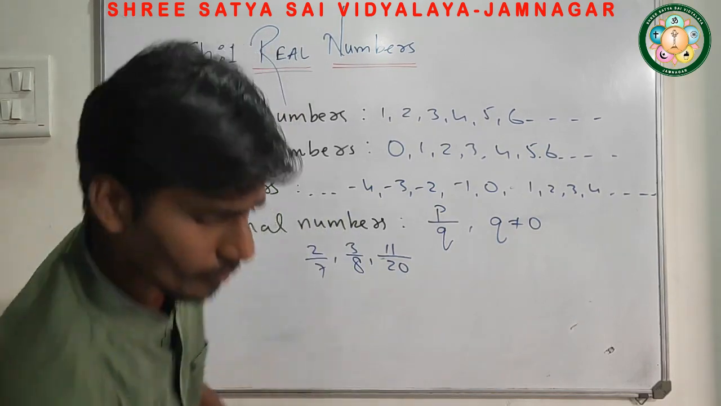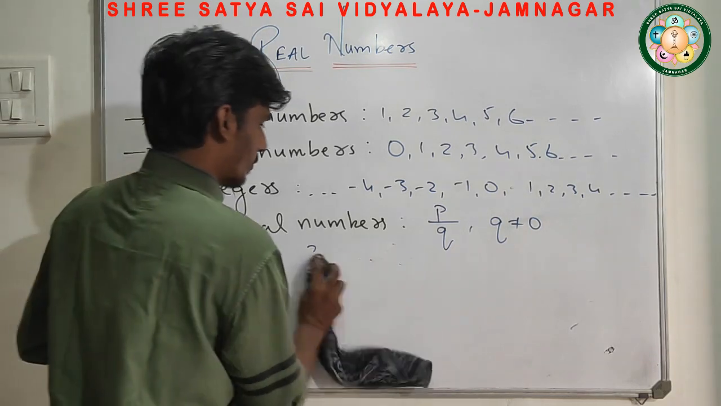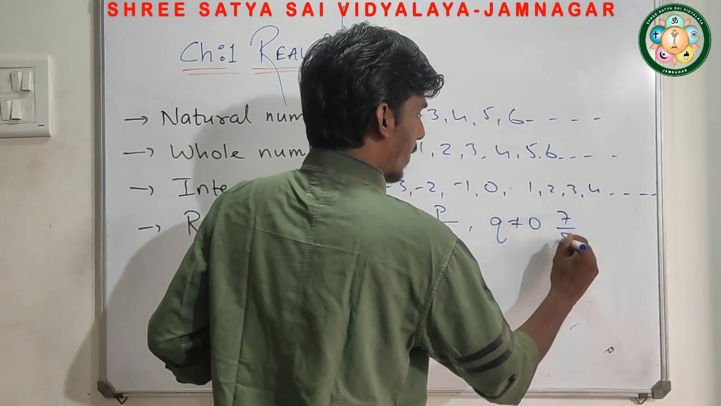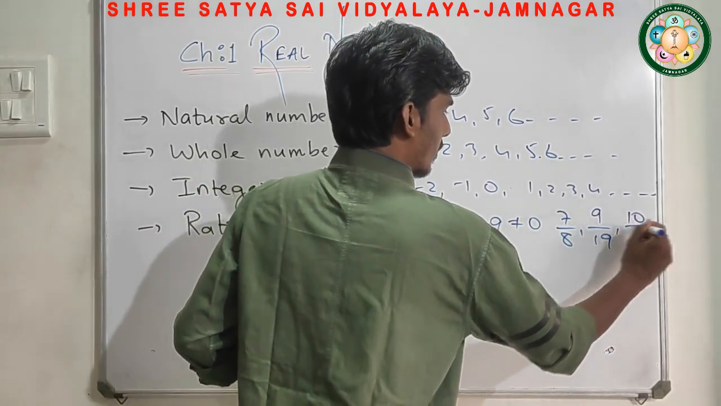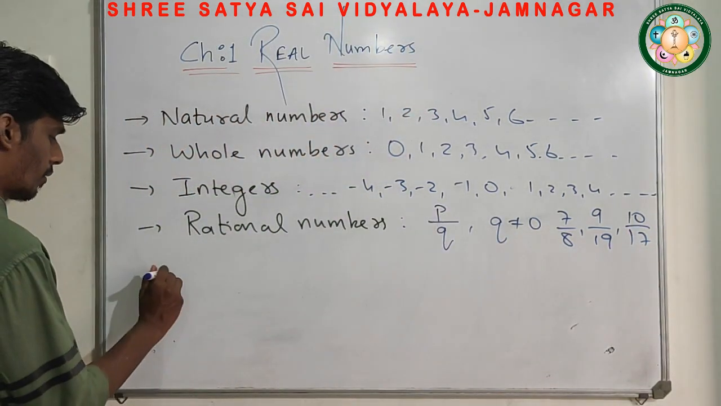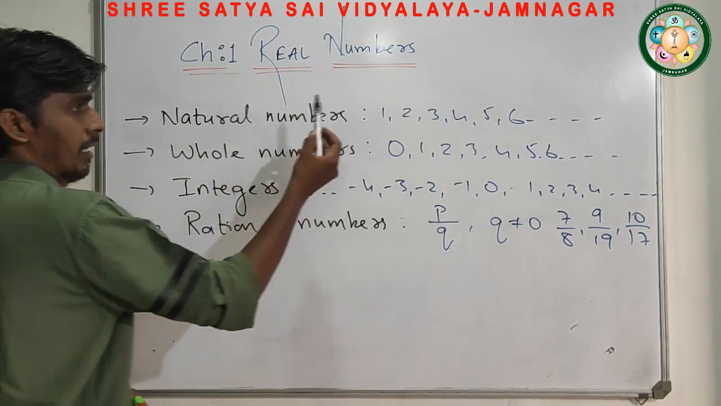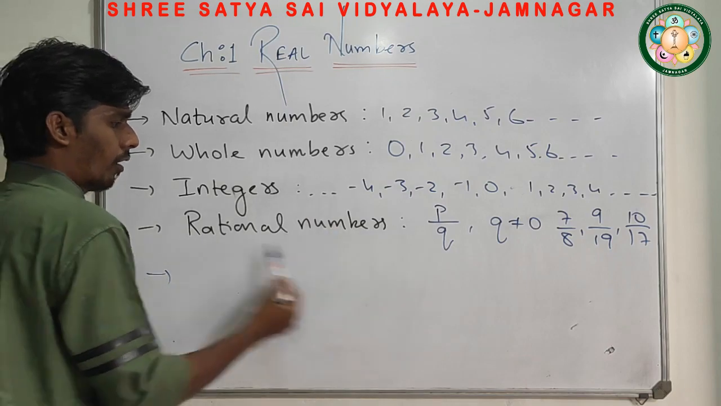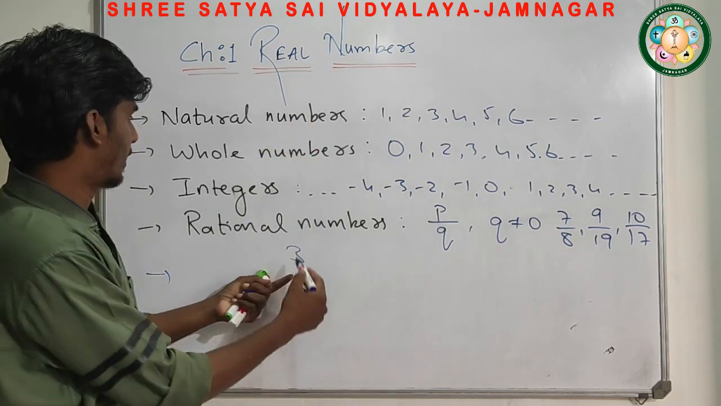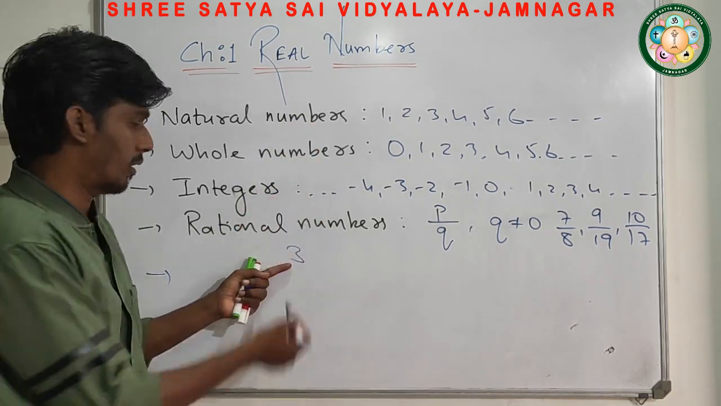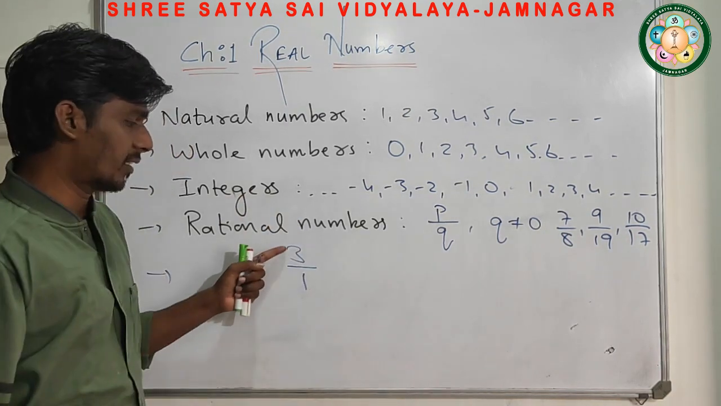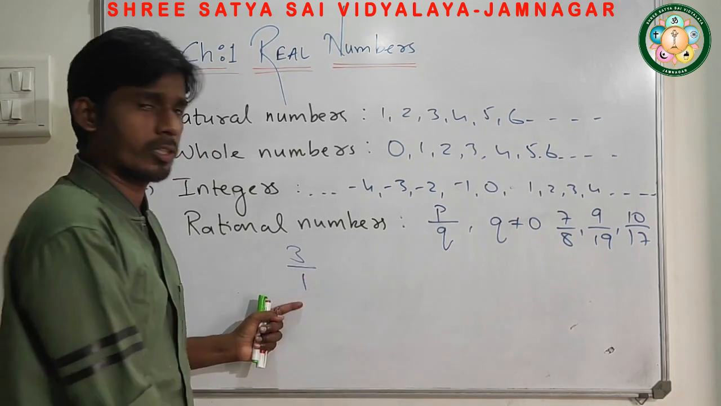Now the next thing, that is what? Irrational numbers. So let me write down the examples here: 7 by 8, 9 by 19, 10 upon 17, and many others. So these are examples of rational numbers. So now all these numbers, natural numbers, whole numbers, integers are all what? Rational numbers. If I write 3, it is a natural number, a whole number, an integer, and a rational number also. How is 3 a rational number? I can write 3 as what? 3 by 1. So this is also a rational number.